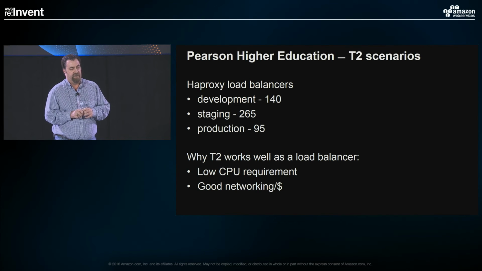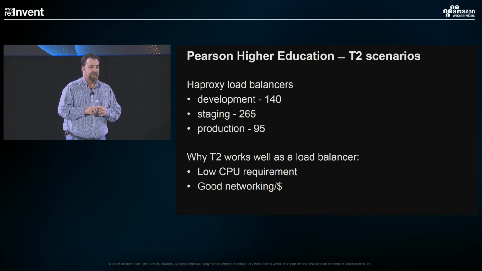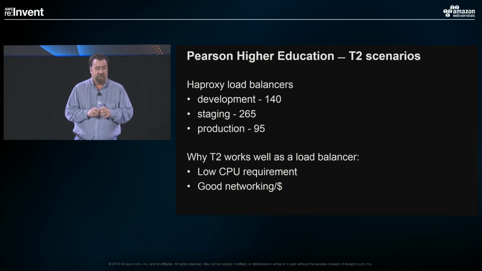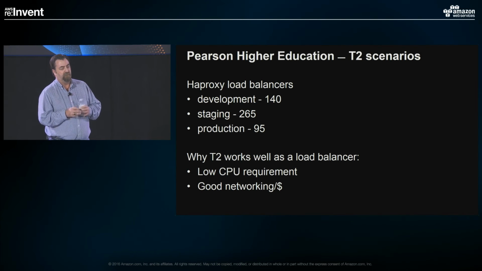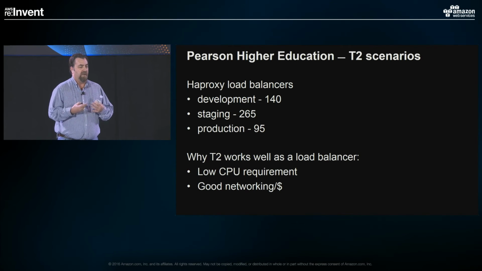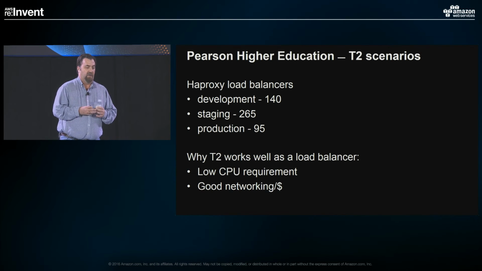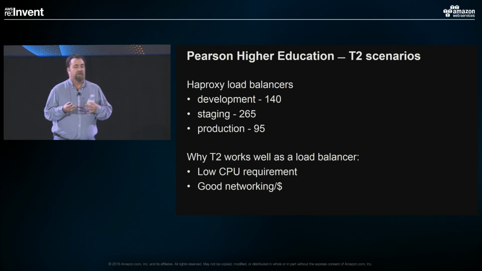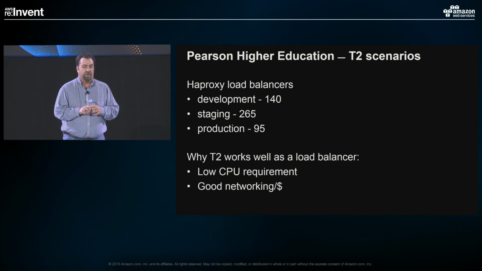With the numbers that you see there, you have a lot of numbers in development and staging, because they're doing testing, they're doing development. You're going to get a lot more usage out of the T2 because of the burstable features there. Again, why does it work well with the proxies? Low CPU requirements. With proxies, all it's doing is load balancing, maybe offloading an SSL. You also have good networking per dollar, so the spending would be low. You get great networking out of that.